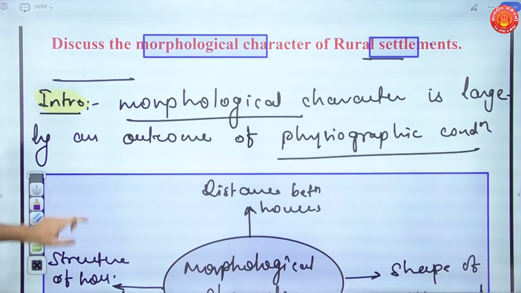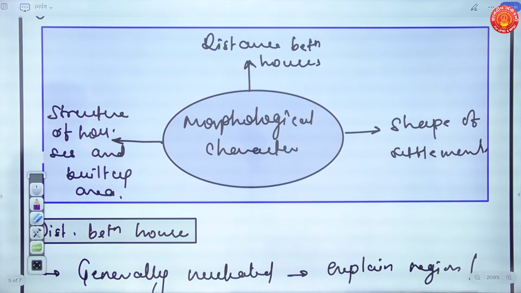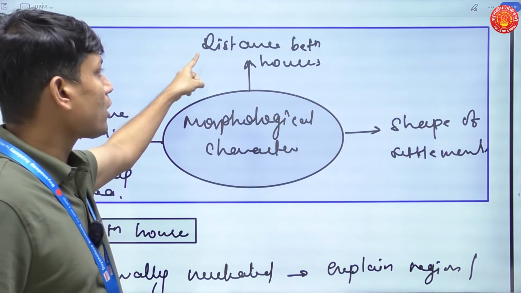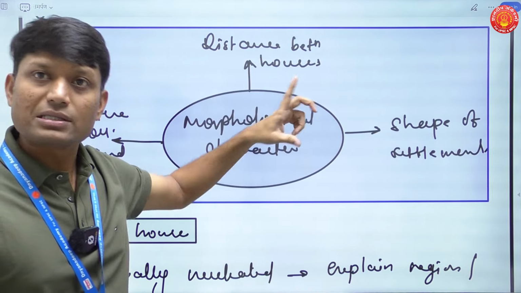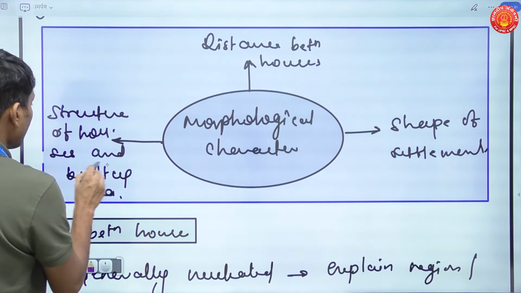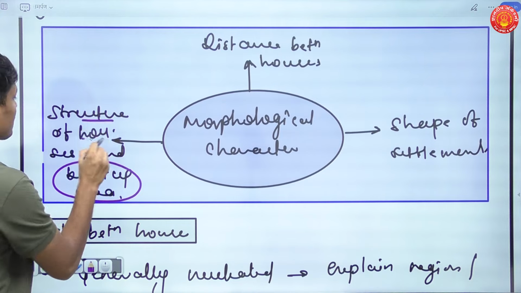Now let's talk about what we say whenever it comes to morphological character. For a morphological character, you are going to talk about the shape of that settlement. You are going to talk about the distance between houses, that is what compactness is, as well as the built up area and the structure of houses.